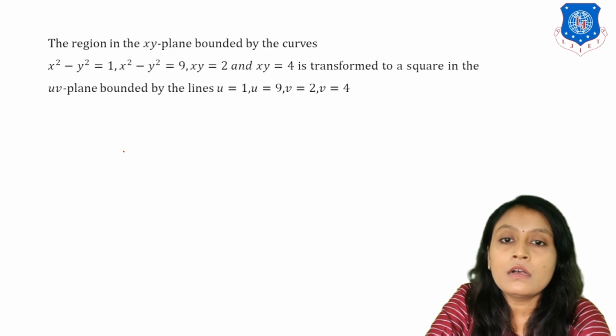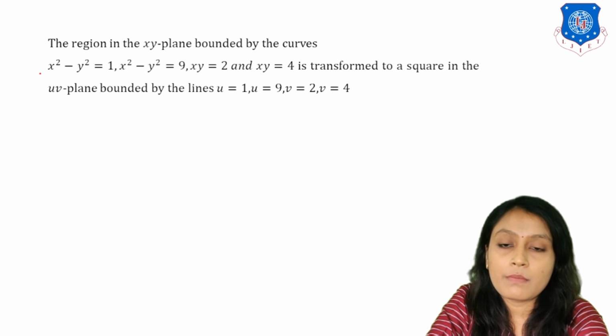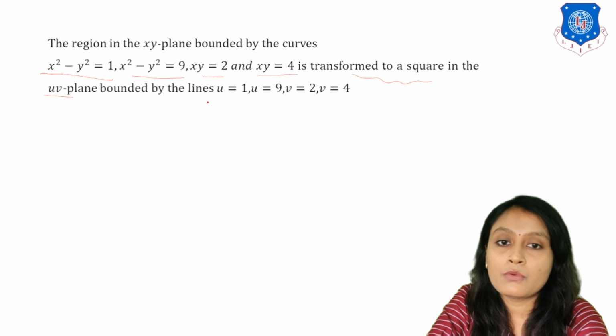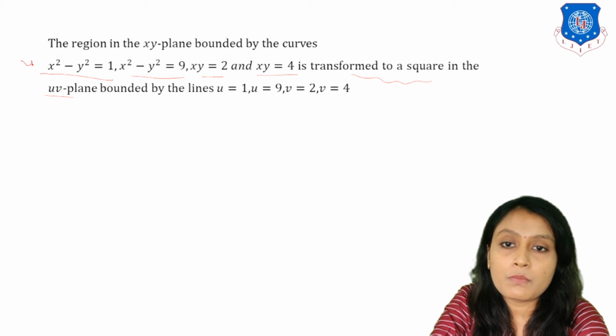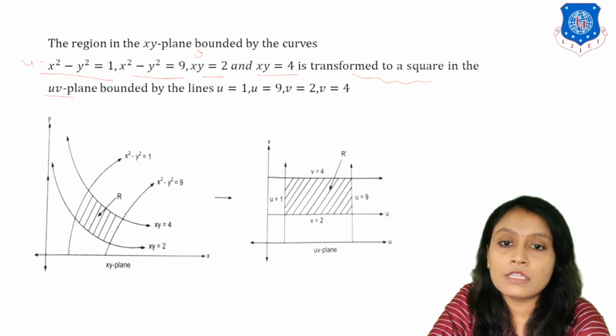Now the region in the xy plane is bounded by the curves x² − y² = 1, x² − y² = 9, xy = 2 and xy = 4. So it is transformed to a square in the uv plane bounded by the lines. Now this we have supposed as u, right? So from this you will get u = 1 and u = 9. And this we have supposed as v, so we will get v = 2 and v = 4. Now firstly we will draw the graph.